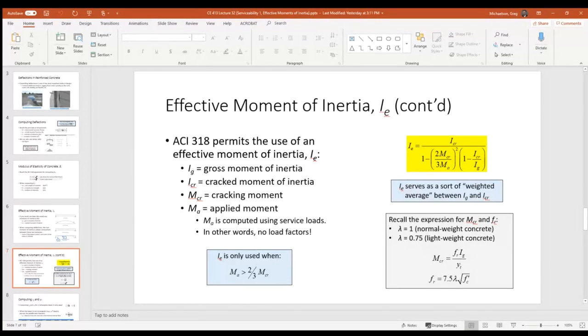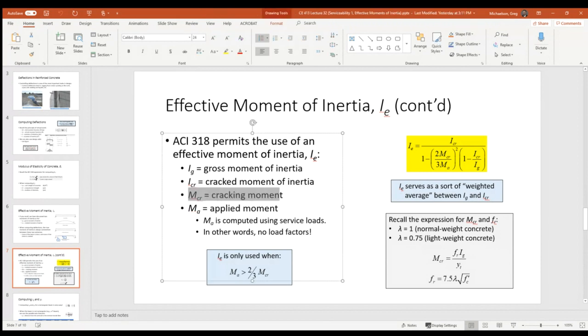But don't worry, we're going to recap what all these terms are. I know it's been a while since we've looked at a lot of this. That's sort of the purpose of today. Now, let's see. So we have a gross moment of inertia, a cracked moment of inertia, a cracking moment, and an applied moment. Let's start off with the cracking moment.